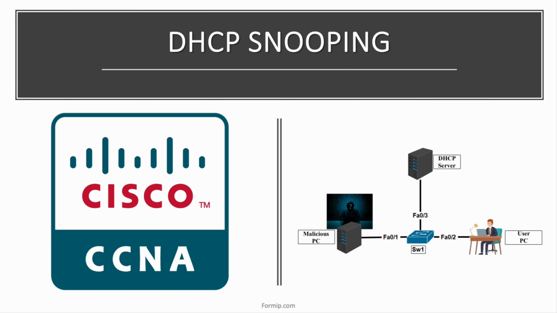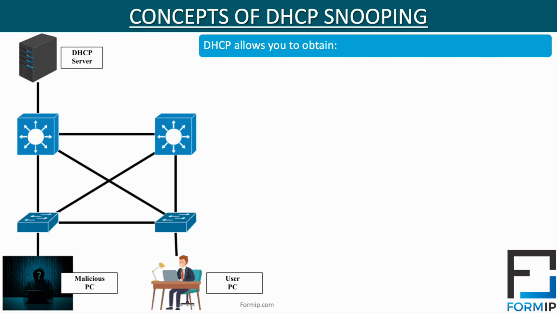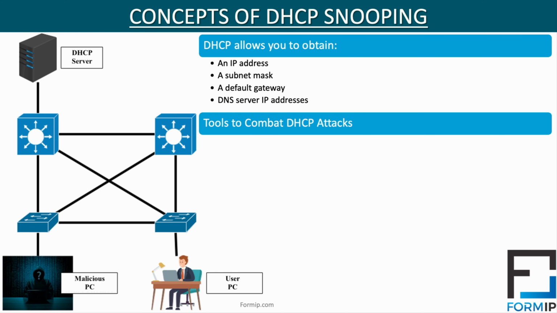DHCP snooping. DHCP servers play a vital role in most of today's networks. Most network devices use DHCP to achieve an IP address, a subnet mask, a default gateway, and the IP addresses of the DNS server. In a previous course, we saw how DHCP works. Here we will look at the attacks that use DHCP and two tools to combat these attacks: DHCP snooping that we will detail in this course, and dynamic ARP inspection, DAI, which we'll see in the next course.